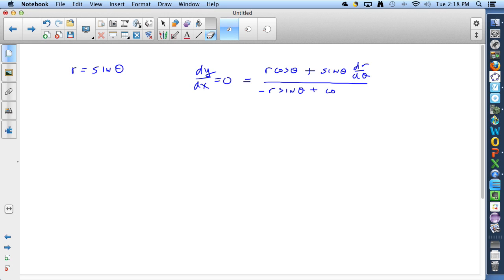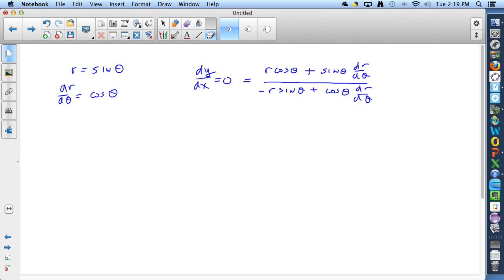Well, hold on. For finding out when it's equal to 0, you're right. The denominator is not really important. All I really need to worry about is the numerator. Do I know what r is? Yeah. Do I know what dr d theta is? Yeah. It's cosine theta.